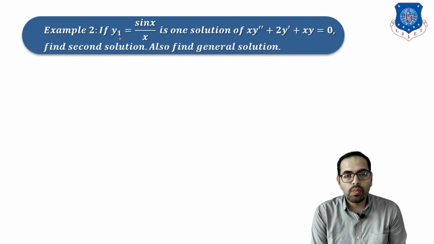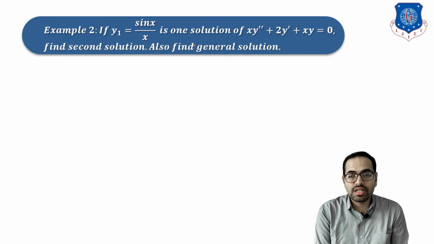Example number 2. If y1 equal to sin x by x is one solution, here y1 is the solution which is given. With the help of 8, we find the second solution of the given differential equation, which is xy double dash plus 2y dash plus xy equal to 0, and also find the general solution. Firstly, the first solution is sin x by x.